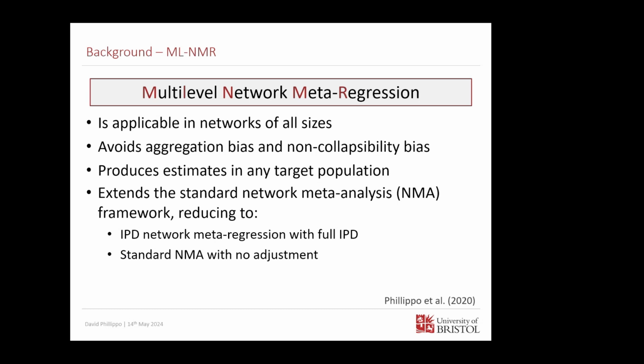Also, quite nicely, it's an extension of the standard network meta-analysis framework. So if you have individual patient data from every study, then your multi-level network meta-regression just reduces down to this gold standard approach of an IPD network meta-regression. At the other end of the scale, if you don't have any IPD and you aren't doing any adjustment, then it's just a standard network meta-analysis. So it bridges the gap between full aggregate data meta-analysis and full IPD meta-regression. It fills in that spectrum quite nicely.